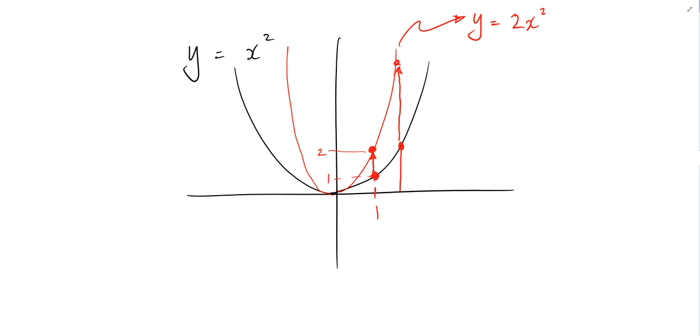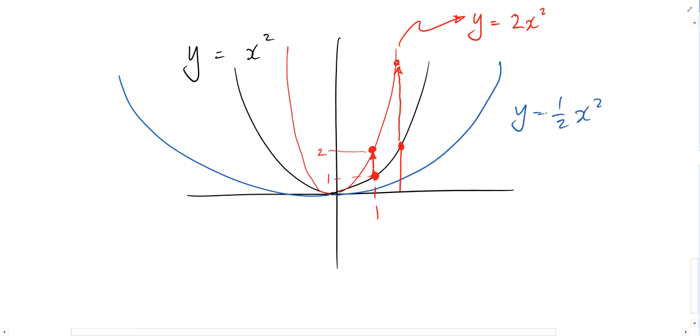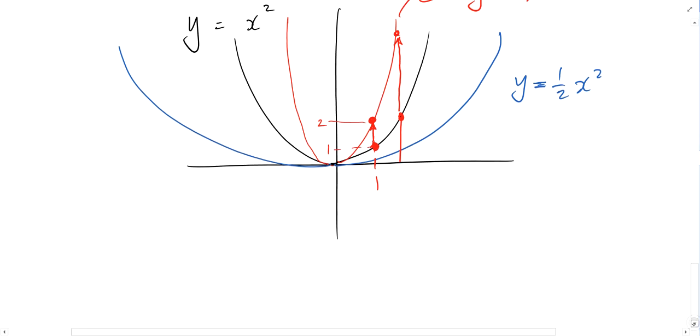Now give me a suggestion for this blue graph. Okay, half x squared. Possible? Yes. So how do we describe this transformation? Stretch horizontally, or we can say that we compress it vertically. Okay? This is useful for all types of graph.